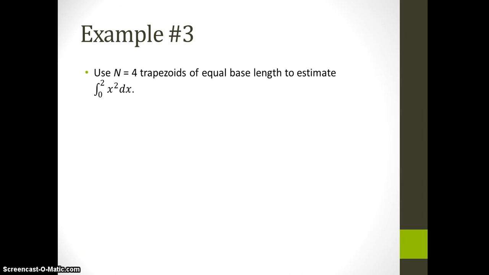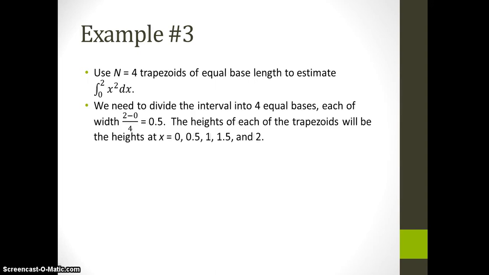Example 3. Use n is equal to 4 trapezoids of equal base length to estimate the integral from 0 to 2 of x squared dx. Well, you notice in this case that they don't actually give us a table, and we're going to use 4 trapezoids, so it might help us to figure out a table for ourselves. We need to divide the interval into 4 equal bases, each of which has a width of 0.5. The heights of each of the trapezoids will be the heights at 0, 0.5, 1, 1.5, and 2. We're just adding our width of 0.5 to each of our previous heights.